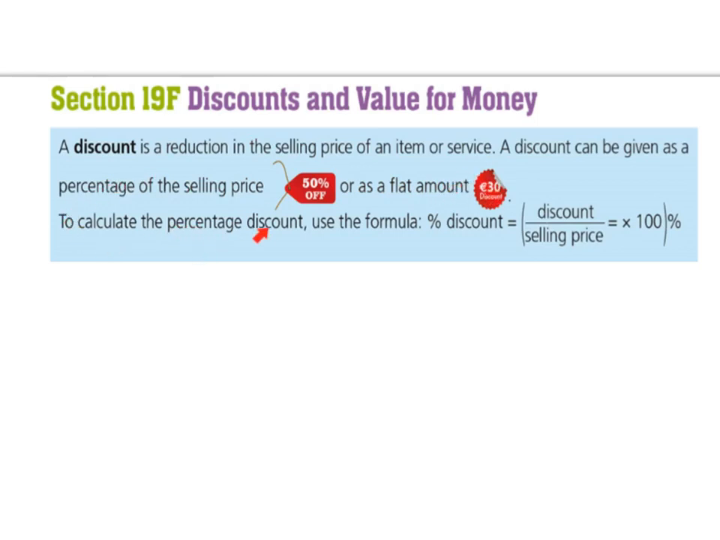To calculate percentage discount, use the formula. Percentage discount equals the discount divided by the selling price multiplied by 100. And then once you do that, you just write in the percentage symbol at the end. So this is a formula that I suggest you learn off.